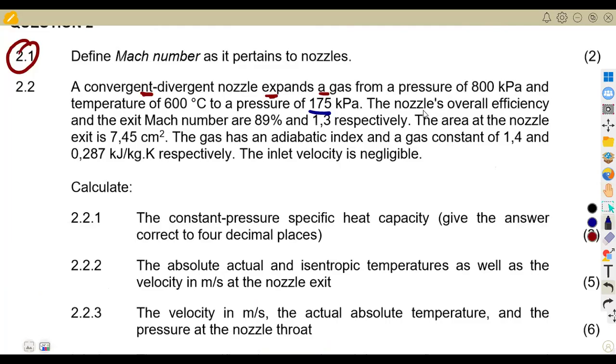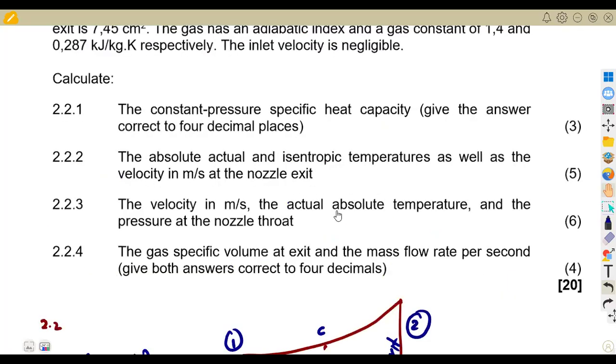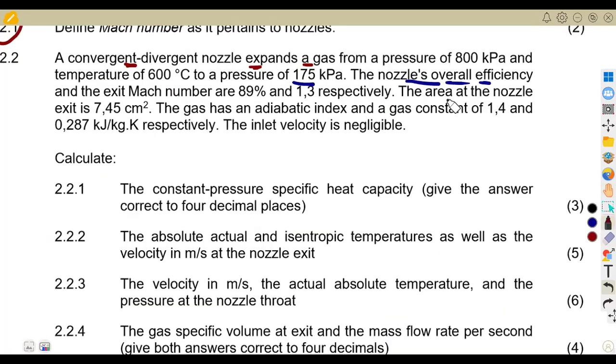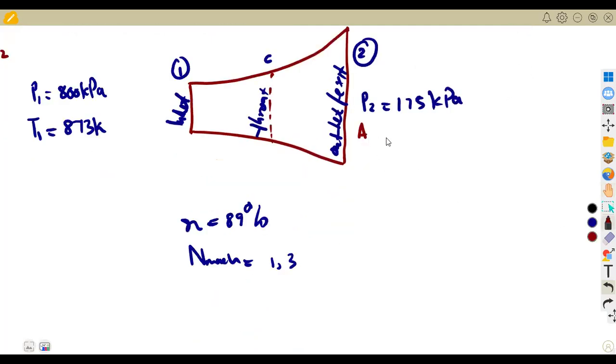We are also given the nozzle's overall efficiency, not just the divergent part, but the overall efficiency, which is 89%. And we've got the Mach number, which is given as 1,3. Remember, I said it is a ratio of velocity at any point to the velocity at the throat, so you must be able to use that Mach number. We are also given the area at the nozzle exit, A2, which is 7,45.